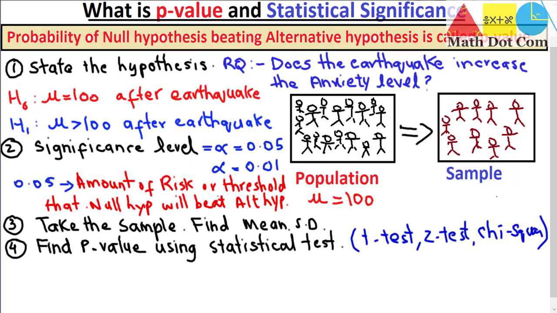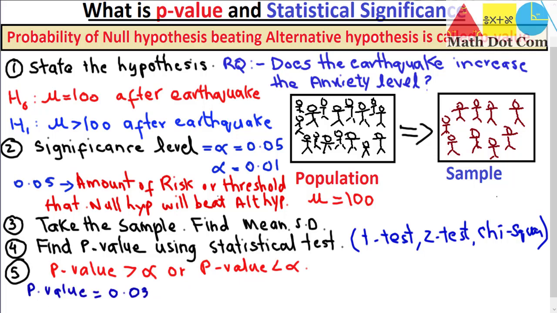So once you get the p-value, what will be the next step? On the basis of the p-value, we can make informed decisions about what we can conclude from our results. So in the fifth step, you have to see whether the p-value is greater than alpha or less than alpha. Let's suppose the p-value is 0.03. This p-value we have got from using the different statistical tests. Now 0.03 is less than 0.05, that is the significance level. So alpha is showing this.